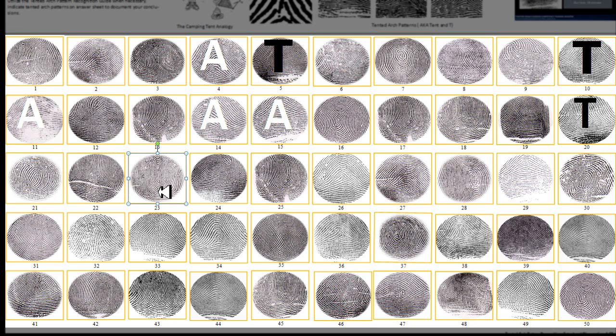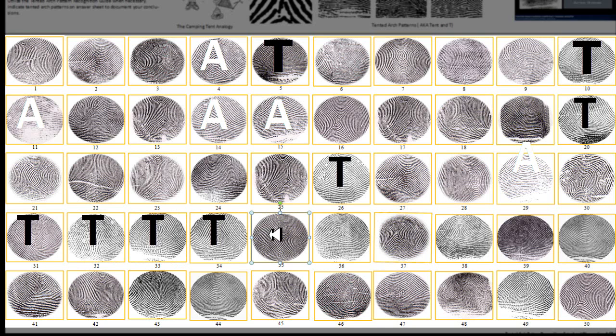21, 22, 23, not tented nor plain arches. Number 24, remember the curving ridges here. 24, 25, not plain nor tented arches. Number 26 is a tented arch. 27, 28, not a tent nor plain arch. 29, plain arch. 30, neither. 31, 32, 33, 34, all of these are tented arches.